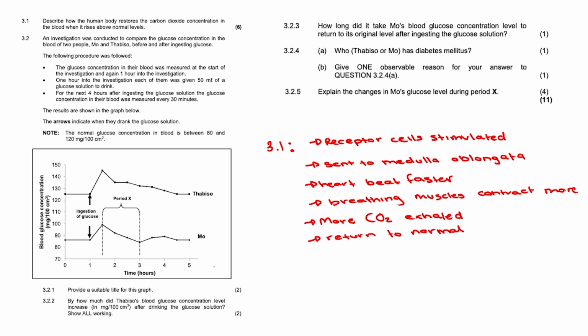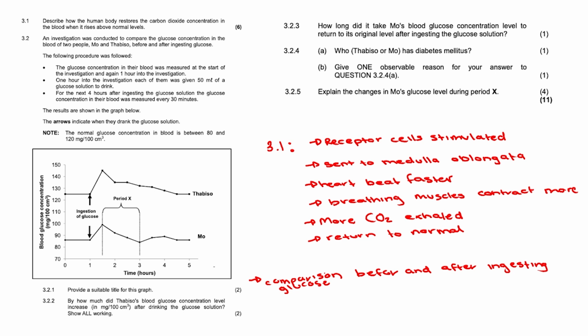The normal glucose concentration in the blood is between 80 and 120 milligrams per 100 centimeters cubed. 3.2.1. Provide a suitable title for this graph. Since this graph is comparing Thabiso's and Mo's blood glucose concentration over 5 hours, our title would be: Comparison of Blood Glucose Level of Two People over 5 hours before and after ingesting glucose.